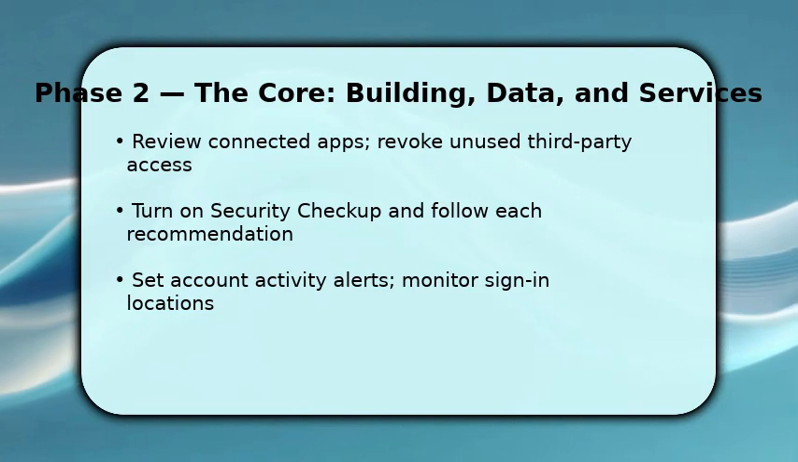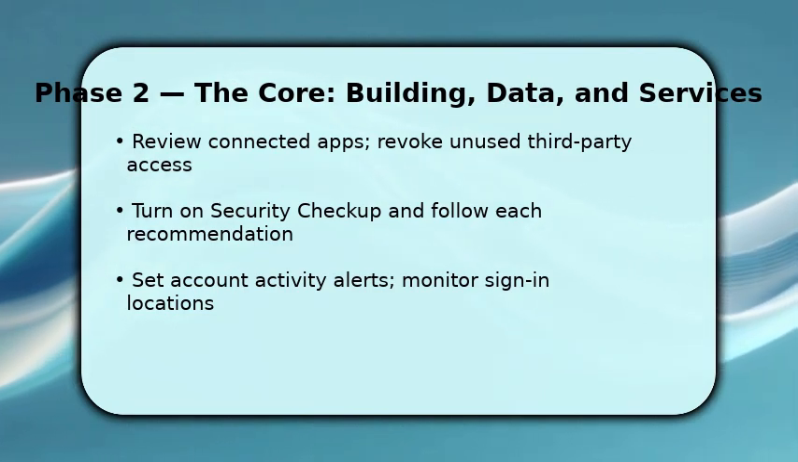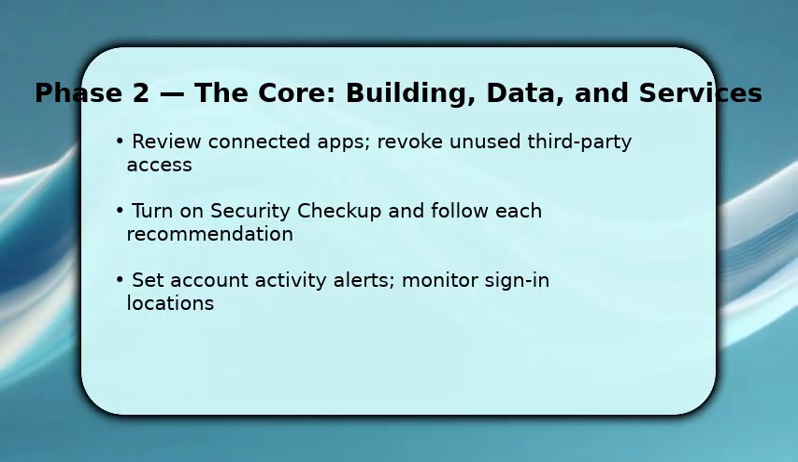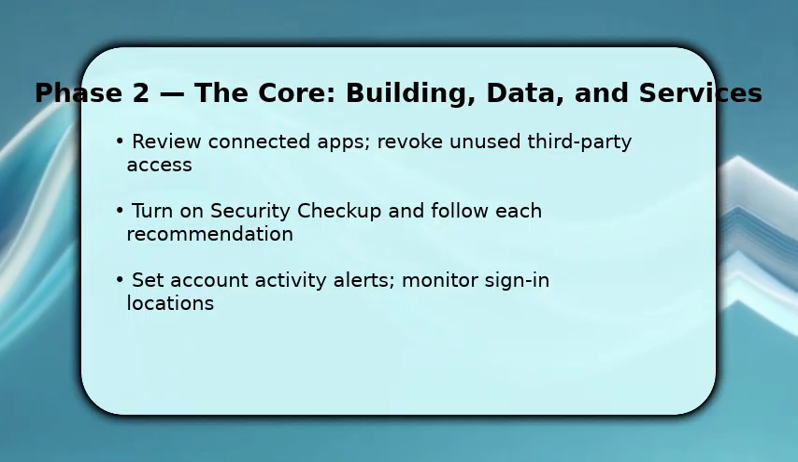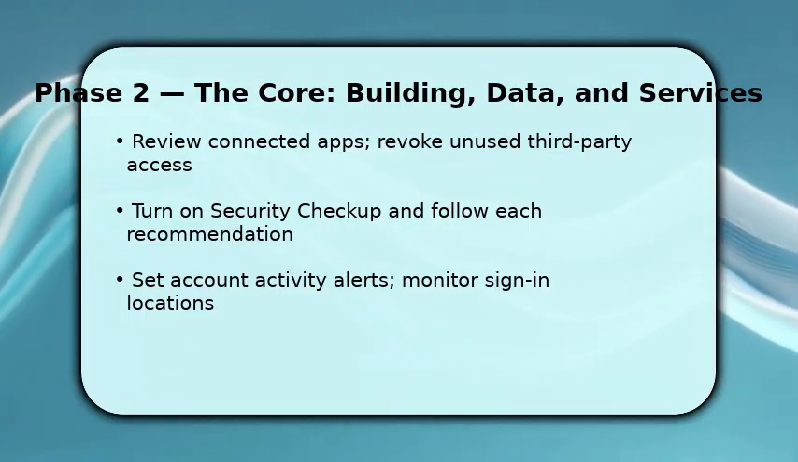Next, you harden the interior. Run Google Security Checkup and follow every recommendation it gives. Audit connected apps and revoke permissions for anything you no longer use, because third-party access is a common breach path.